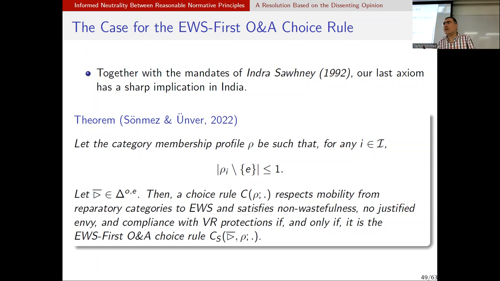Preparatory reservations, preparatory and compensatory. And it also makes sense, right? I mean, because of the logic of these reservations. Okay, so that's the justification for EWS first.